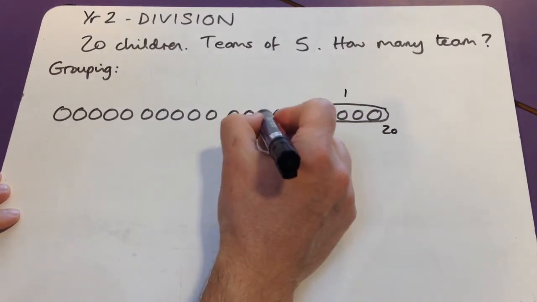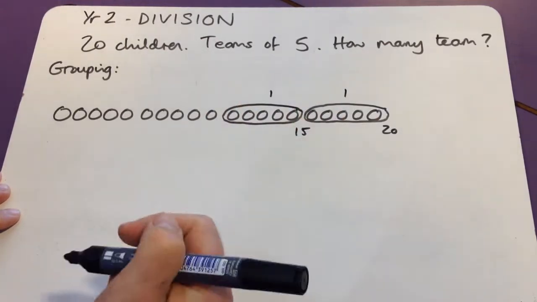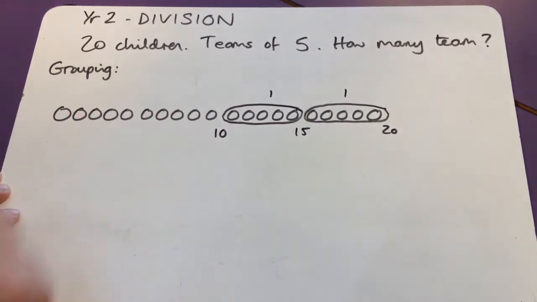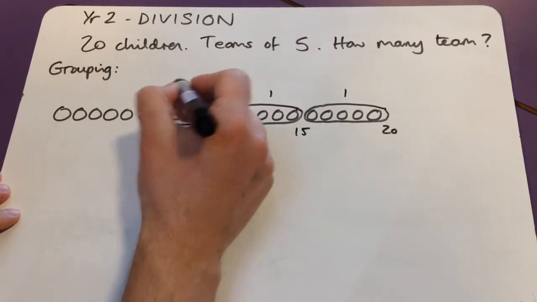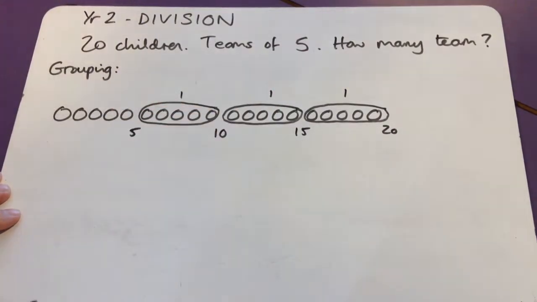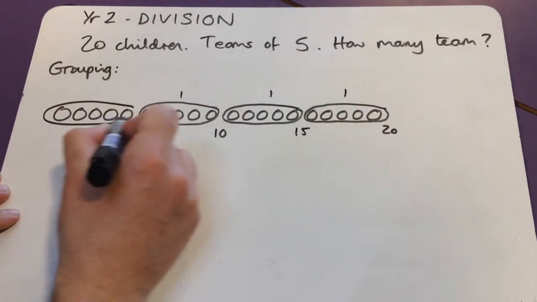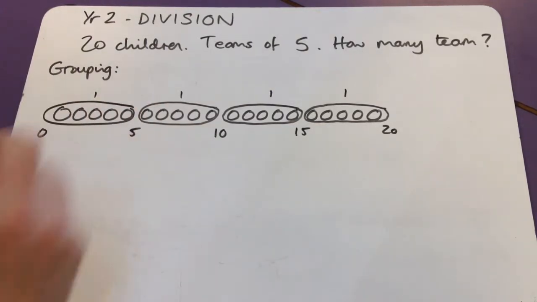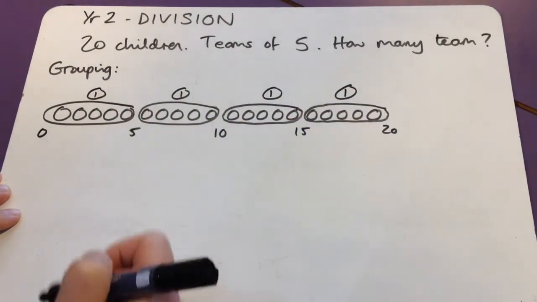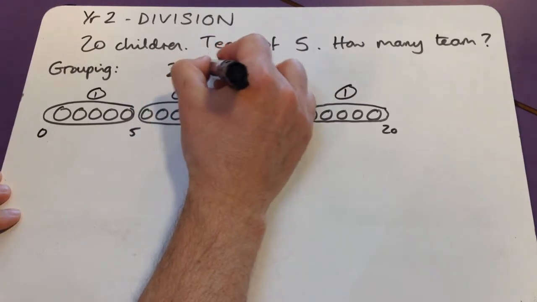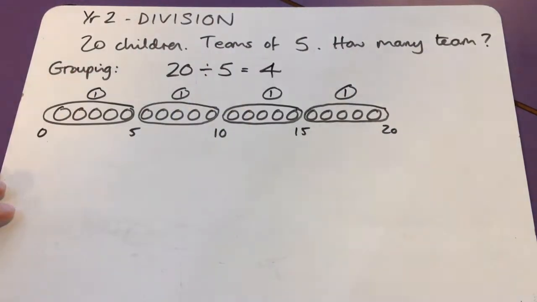We take another 5, 1, 2, 3, 4, 5, and they make a team or a group. That's our second group, and then that leaves us with 10 left. We take another 5, and that makes another team, and that just leaves us with 5 children. Then we've got 1, 2, 3, 4, 5 in our last team, and that leaves us with 0 children left. So we can see we've got 4 teams. So 20 divided into groups of 5 gives us 4 teams.